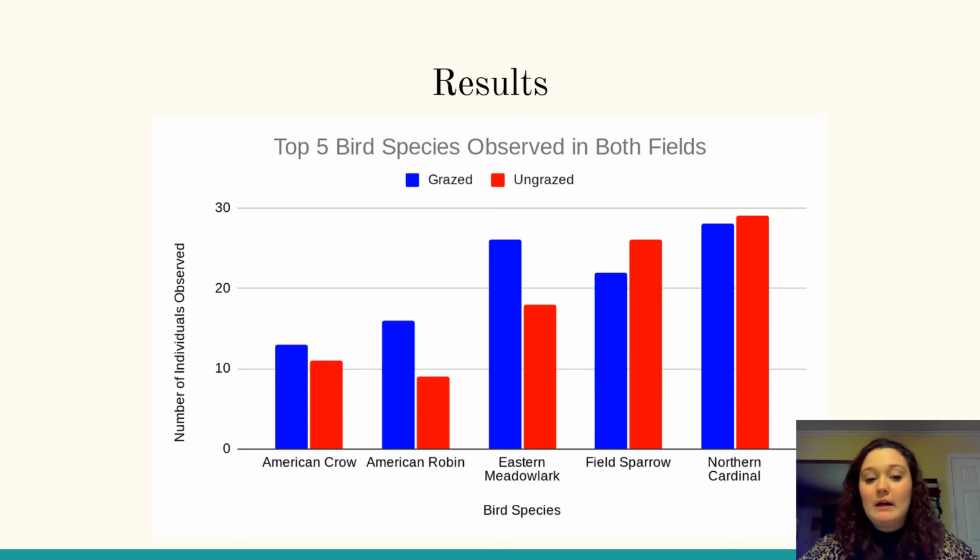Northern cardinal, as you can see, was most abundant in both fields because both had edges, and it is an edge specialist bird. Field sparrow and eastern meadowlark were mostly in the grazed area. They had a higher count, except for the field sparrow, because of the seed dispersal and means of getting food and having hiding places for them to live in.